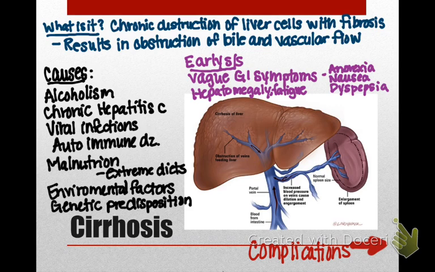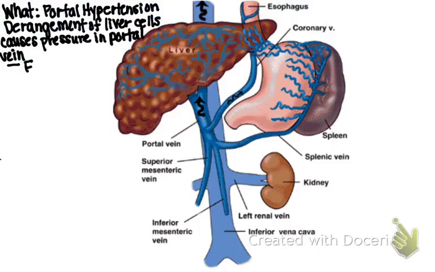So now we're going to talk about complications. So what exactly is going on here? Well, what is portal hypertension? Because portal hypertension is a complication of cirrhosis, right? Portal hypertension is the derangement of liver cells which causes pressure in the portal vein. That's pretty self-explanatory, right?